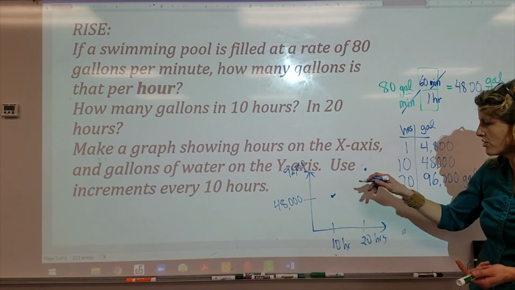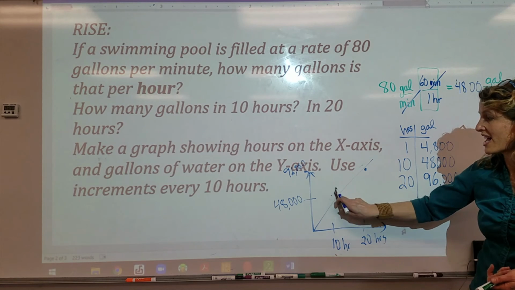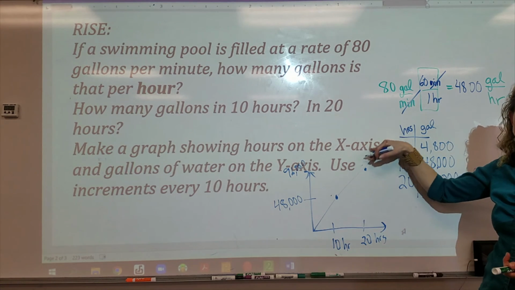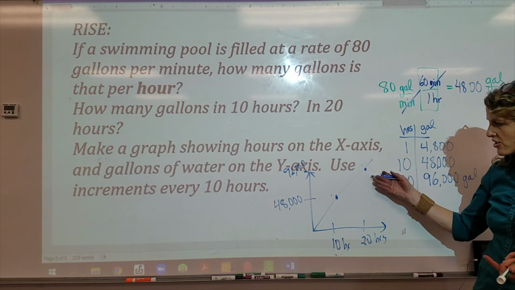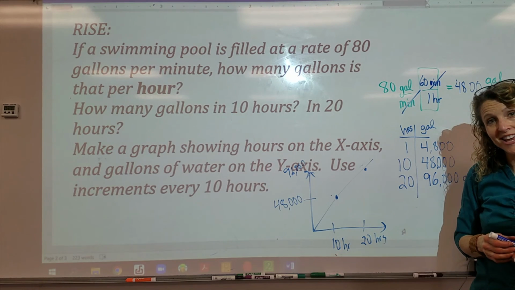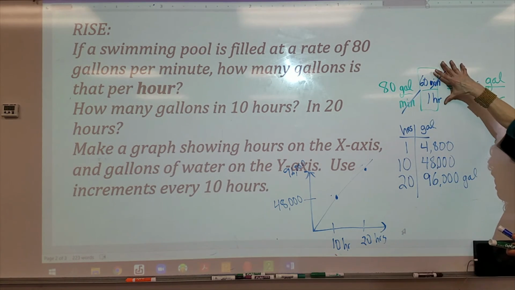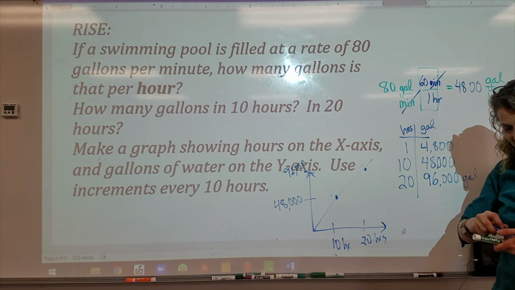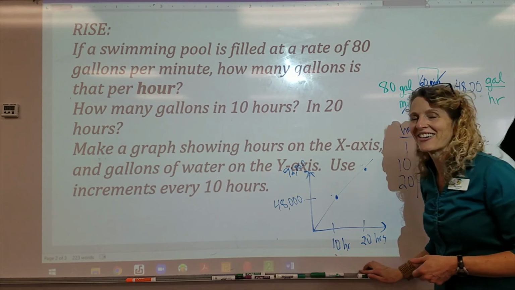Now, I didn't really do a super neat job, but they should be about a line showing a constant rate of change or constant filling of the swimming pool. But that's the type of graph you're going to do on the RISE test. We put in the concept of unit conversion, input-output tables, and graph them all in one question. And that's what RISE is best at. All right, hope that made sense.